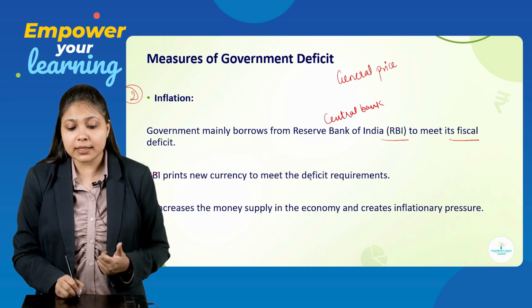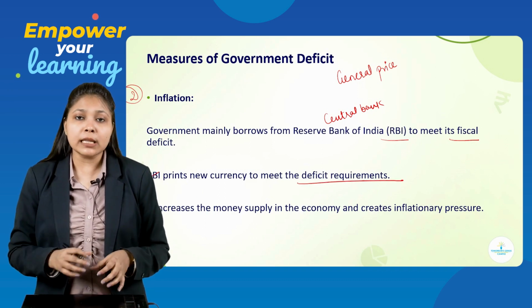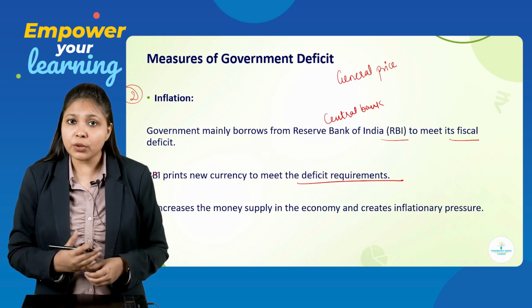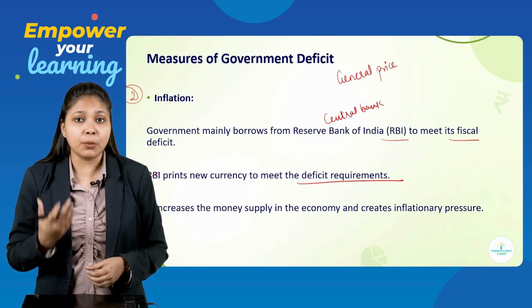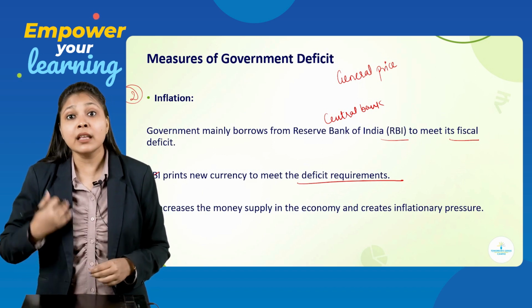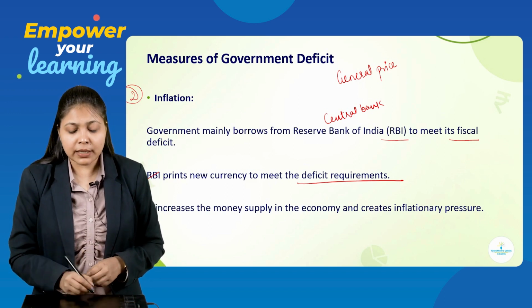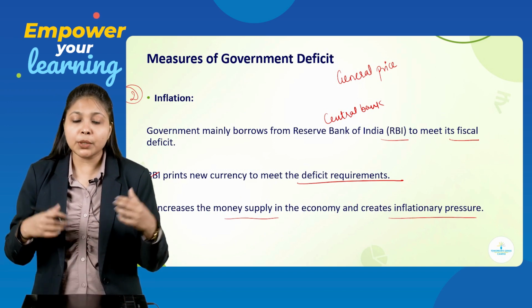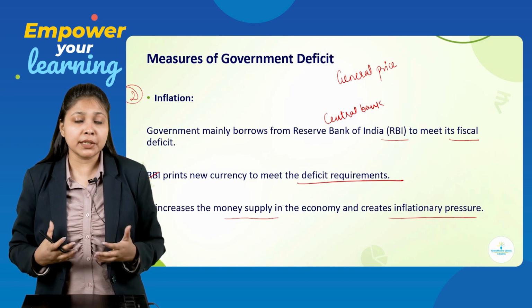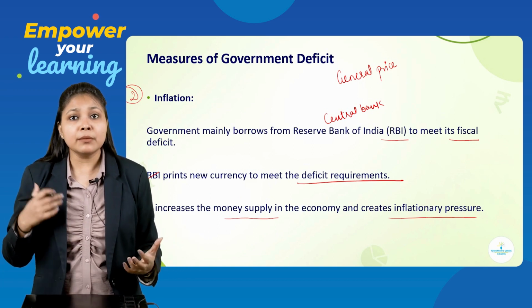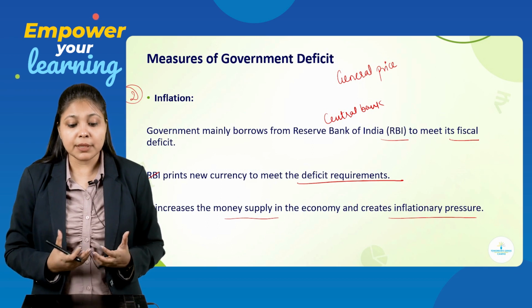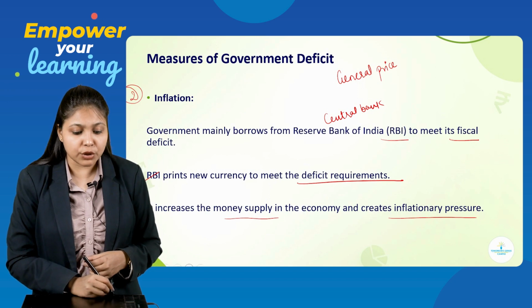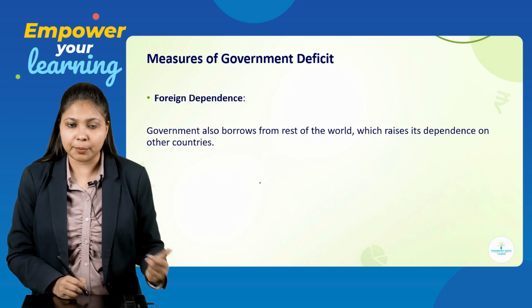Now, what will the RBI do? The RBI will print new currency to meet the deficit requirements. To solve this problem of the government, the RBI is going to print new currency so that our country can overcome the deficit requirements. We can come up with a solution. But it increases the money supply in the economy and creates inflationary pressure. Since the RBI is printing more and more new currency to cover up our deficit requirements, this will increase the money supply in the economy and ultimately create an inflationary pressure on the economy.